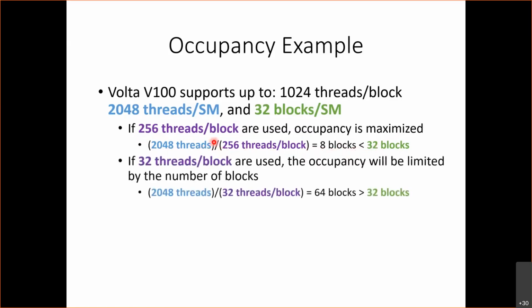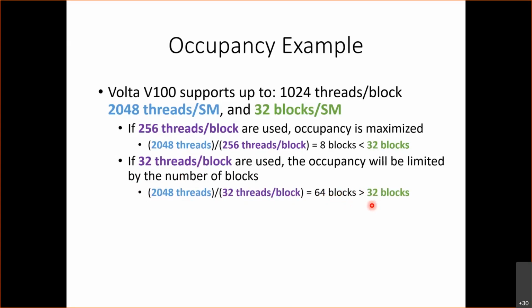However, if I set my number of threads per block to 32, for example, I'm allowed to do that, but let's see what happens. If I have 2048 threads in the SM and I have 32 threads per block, to fully utilize the 2048 threads, I need 64 blocks. 2048 divided by 32 is 64. However, my SM can only support 32 blocks. So I cannot have 64 blocks. I can only have 32 blocks.